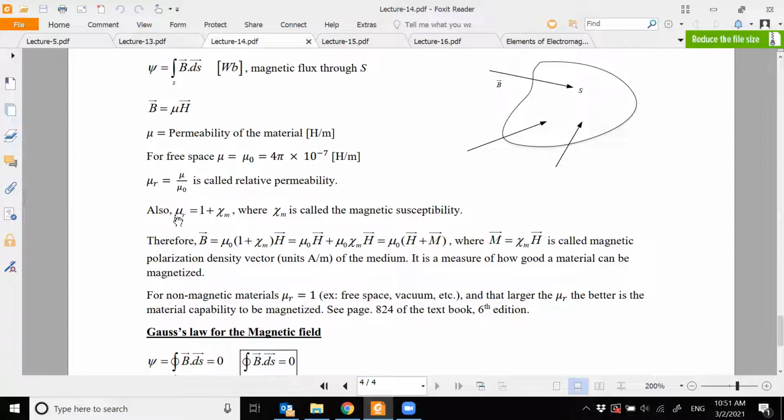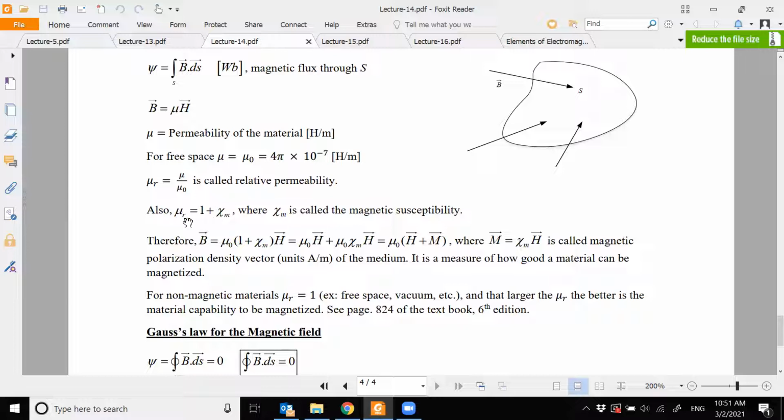And mu r, again, if you go back and look at the electrostatics, epsilon r is 1 plus chi e. Here mu r is 1 plus chi m, where chi m is called the magnetic susceptibility. Again, what is this magnetic susceptibility? That is how well your material can respond to the magnetic field, similar to how well your material can respond to the electric field, that is electric susceptibility, right?